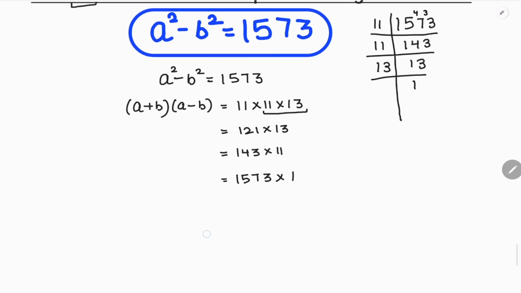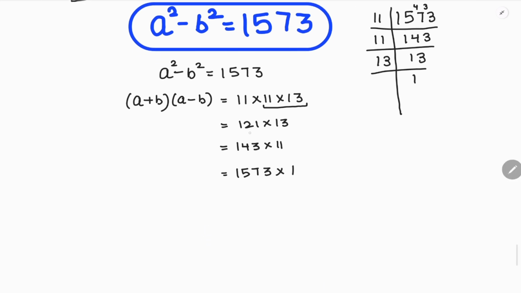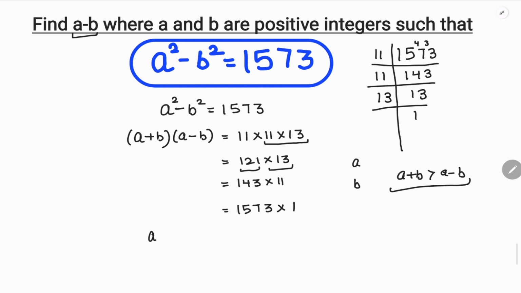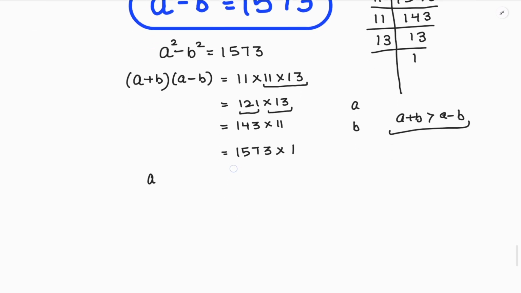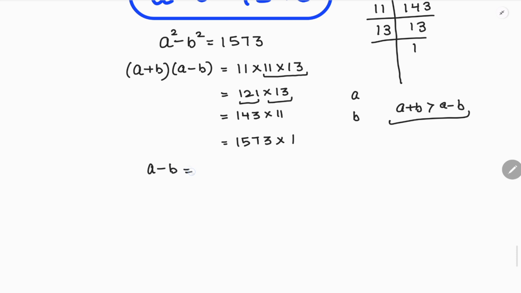Now we know that a plus b can be only the bigger number. Why? Because when you have two numbers a and b, a plus b will always be greater than a minus b. So out of these two, whichever is greater will be a plus b, and whichever is lesser will be a minus b, right? So a plus b in this case is 121, in this case is 143, and in this case is 1573. But what are we required to find? We are required to find a minus b, so a minus b can be either 13 or 11 or 1.